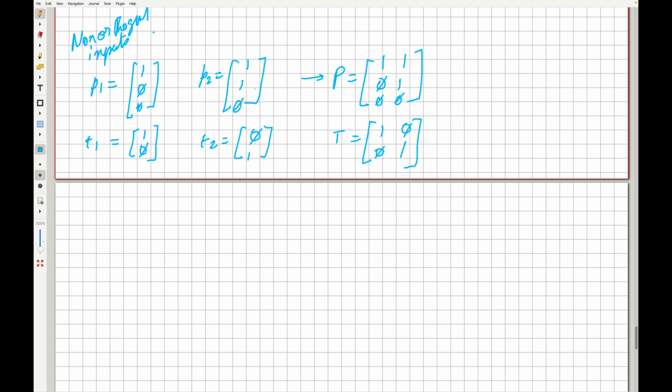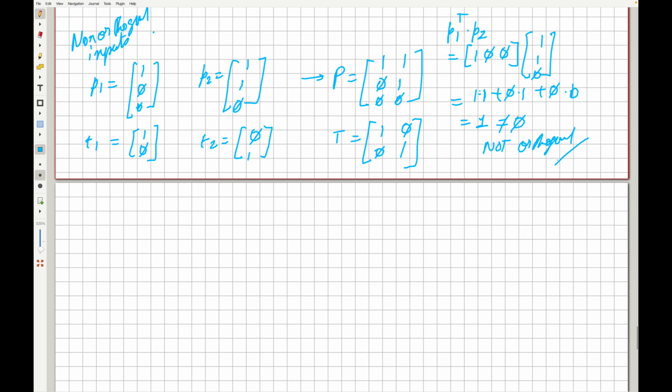And just to check if these are orthogonal or not, we can do the dot product here. And so what we have is 1 0 0 dotted with 1 1 0, and so what we get is 1 times 1 plus 0 times 1 plus 0 times 0, and so we get a value of 1 which is not equal to 0, and therefore we can say that these two are not orthogonal to each other, and that's exactly what we are looking for.